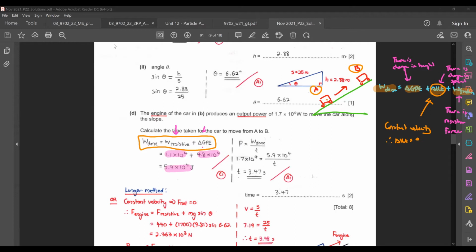But what you have here is in terms of work done, so it's not yet complete. We know that power is work done over time. So if power is 1.7 times 10 power 4 and work done is 5.9 times 10 power 4, it follows that we can find T. T would be 3.47 seconds, just like this.